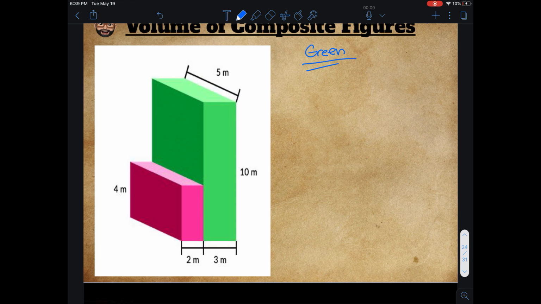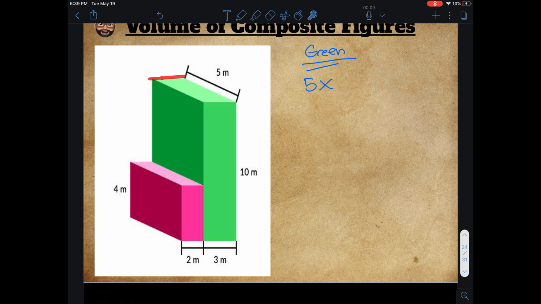Let's look at the length and the width. Here's the length right here, 5 meters, so I'm going to write 5 and multiply that by the width. Usually the width would be right here. Now, remember what I said in example number 2: sometimes they'll label it weirdly just to confuse you.